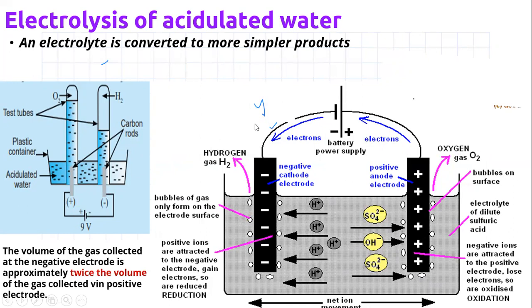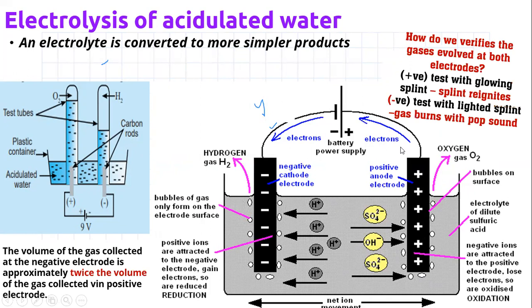Right. So how can we prove that this one is hydrogen and this one is oxygen? If we test it with a glowing splint, if the splint reignites, that is oxygen. And if we test it with a lighted splint, if the gas burns with a pop sound, it is hydrogen gas. Also, the volume of the gas collected at the negative electrode is approximately twice the volume of the gas collected at the positive electrode. So usually hydrogen gas is twice that of oxygen.